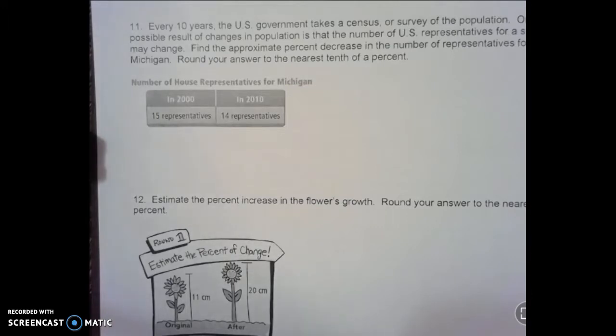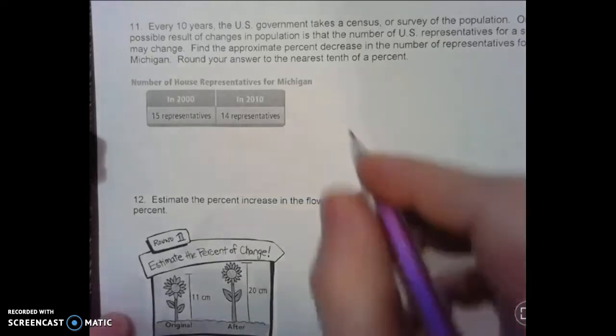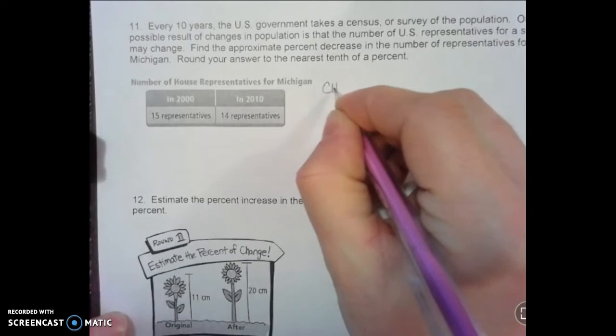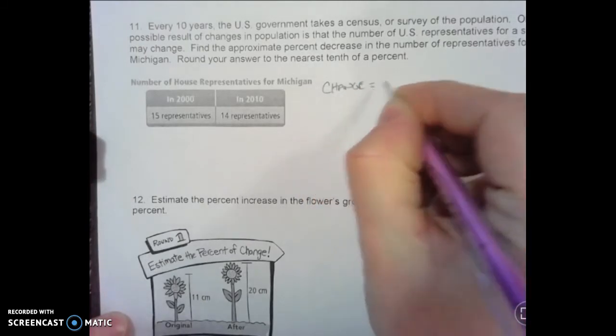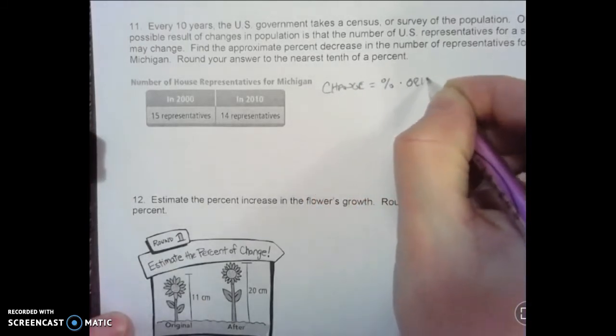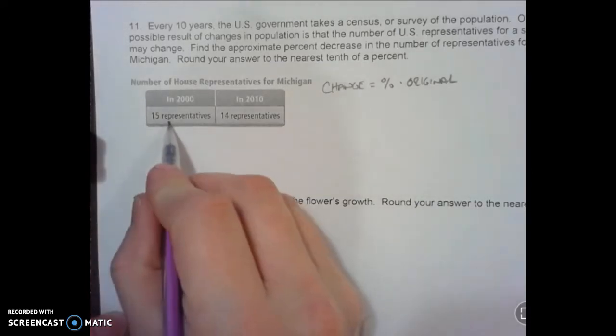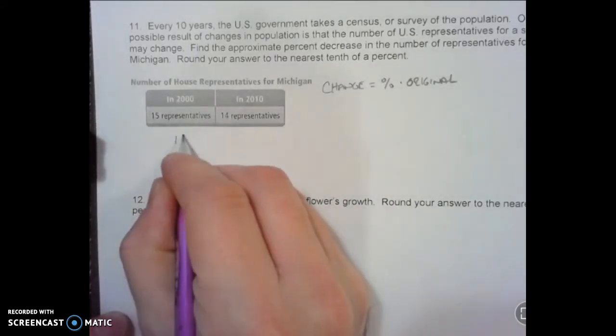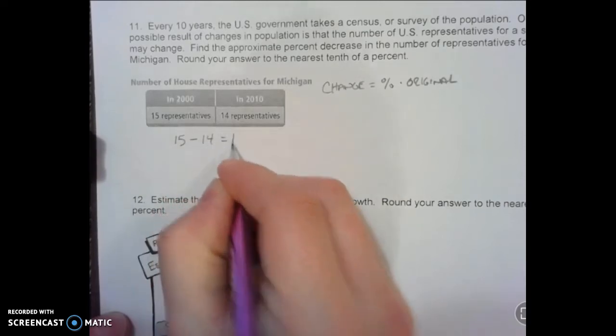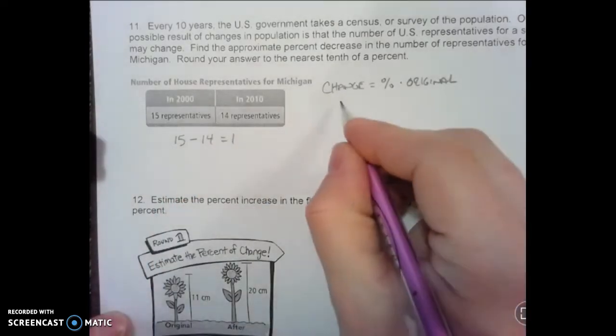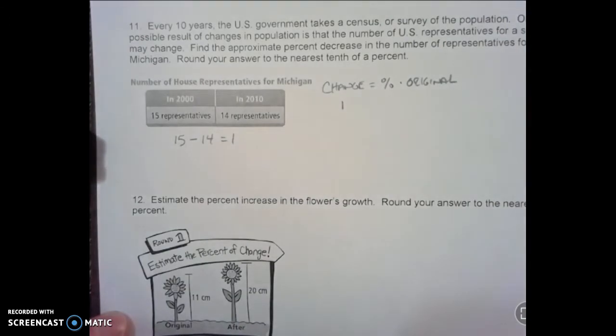So we see in year 2000 they had 15 representatives. In the year 2010 they had 14 representatives, so their total population as a state must have gone down. So we're going to use our equation, change equals percent times the original. And we need to calculate what the number of representative change was. So we had 15, we're now down to 14. 15 minus 14 is a change of 1. They had a change of 1 representative, so I'll record that in the change spot.